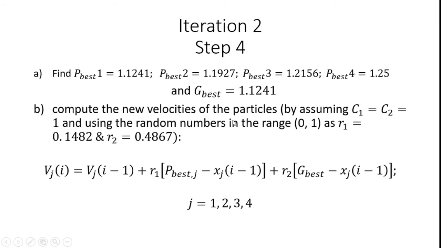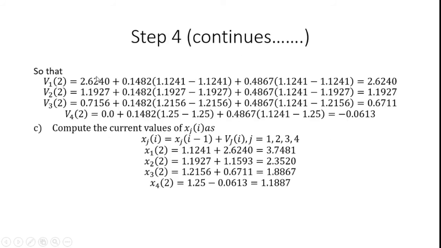Now compute the new velocity of the particles by assuming, as usual, C1 is equal to C2 is equal to 1 and using random numbers in the range 0 to 1. Similarly, I choose the random numbers again with the aid of a calculator. So R1 is equal to 0.1482 and R2 is equal to 0.4867. Already you are aware of how to find the next point by replacing the following formula. We can identify the next points. Okay, here you see the next velocity. We set the velocity v1 of 2 is equal to 2.6240.